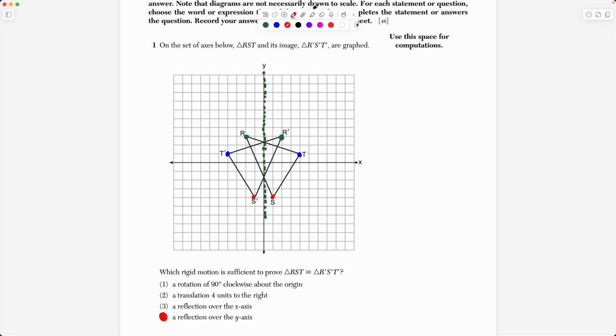Now, just in case this phrase doesn't make sense, but this is a very important phrase, a rigid motion is a transformation which preserves distance and angle measure. So when you reflect any shape, the resulting shape is going to be congruent to the original. That doesn't change the size or shape of what you're starting with.